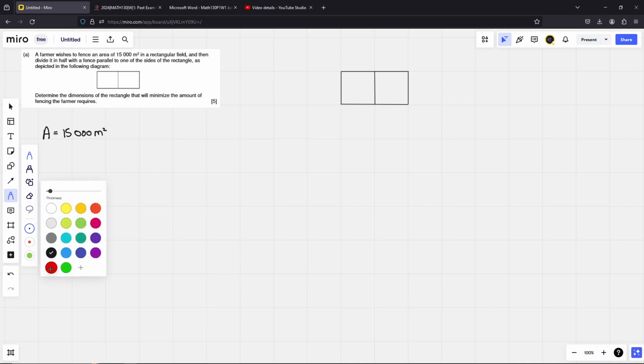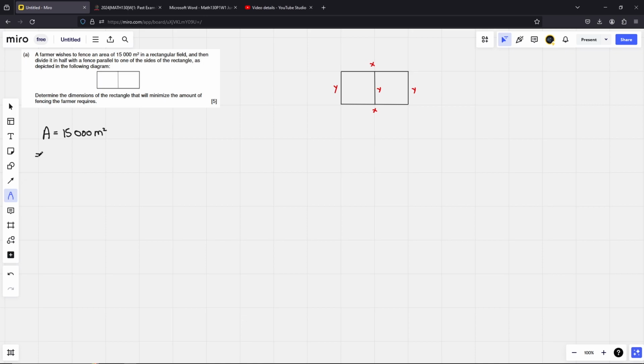So if I move to my diagram on the right hand side, if I label the length by x and the width by y, I can say, well, my area can then be equal to x multiplied by y, and that can be 15,000 meters squared. Okay, so moving on.